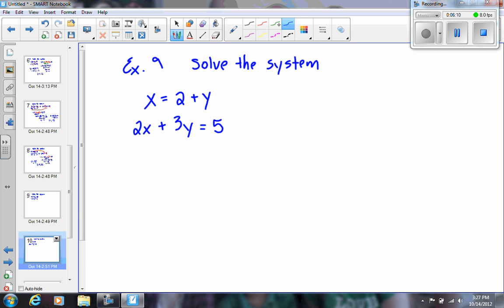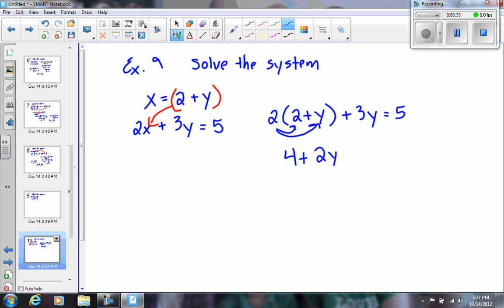Now notice I have one equation already solved for x. So I'm going to go ahead and make that substitution right here. And when I do that, I get 2 times 2 plus y plus 3y equals 5. I'm going to distribute the 2. We have 4 plus 2y plus 3y equals 5. I'm going to have a 5y here. I'm going to go ahead and subtract the 4 from both sides.